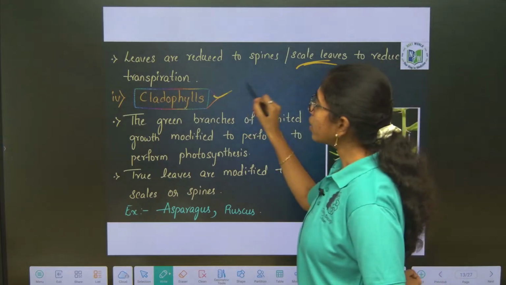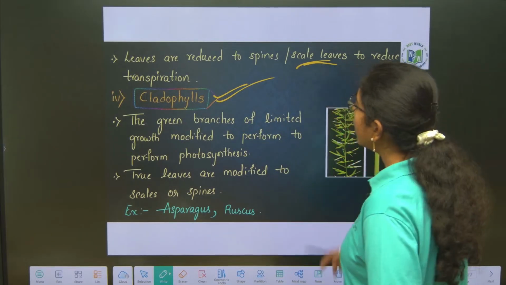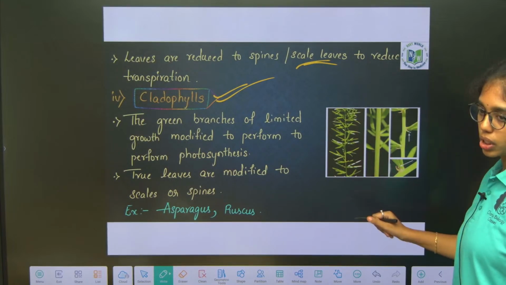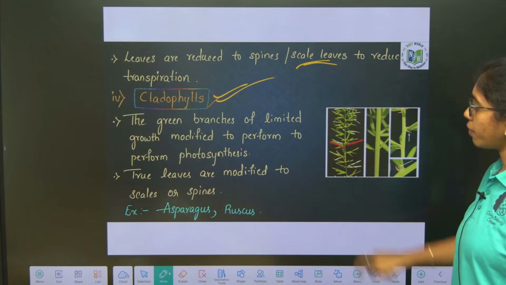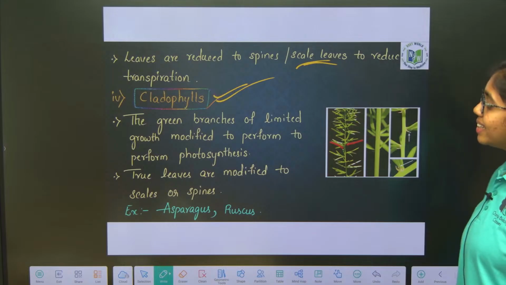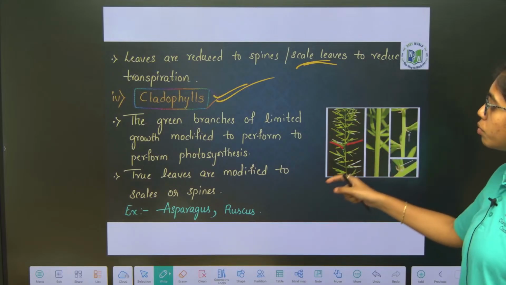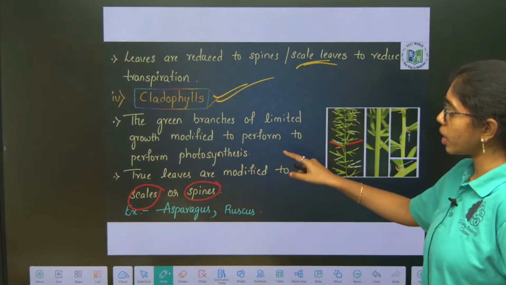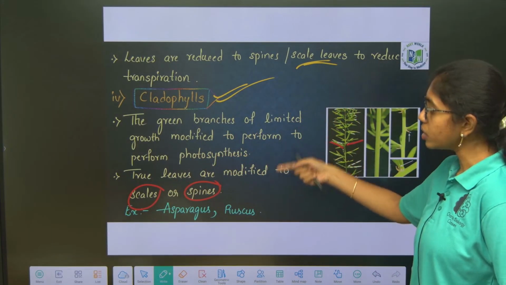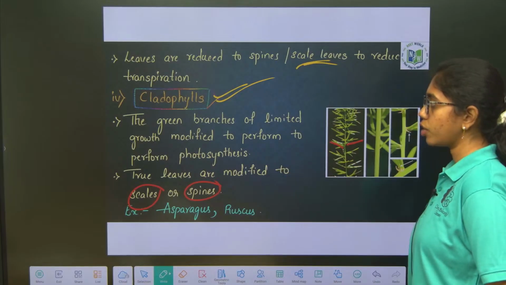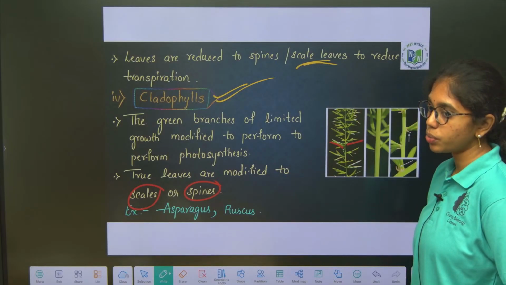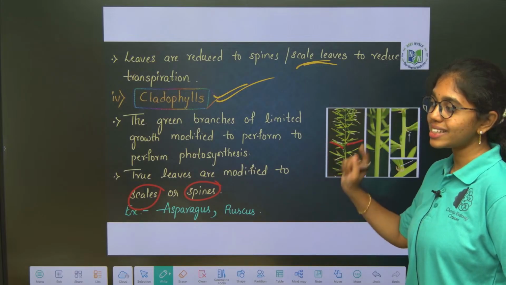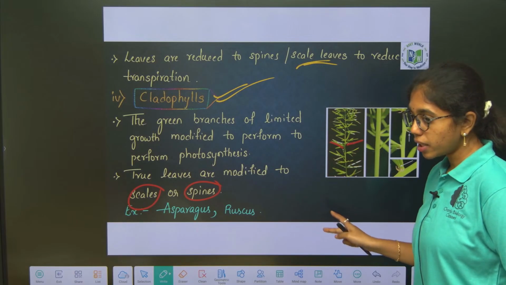And next is cladophylls. Here green branches of limited growth are modified to perform photosynthesis. Green branches are modified to perform what? Photosynthesis. The leaves are modified to scales or spines. Cladophylls, the best examples are asparagus and ruscus. I hope you have got phylloclades and cladophylls. No doubt here, no?